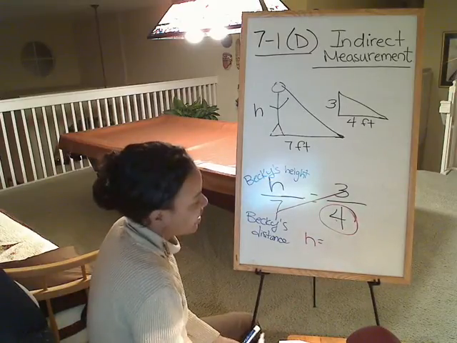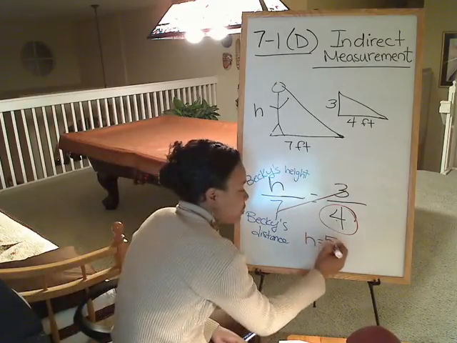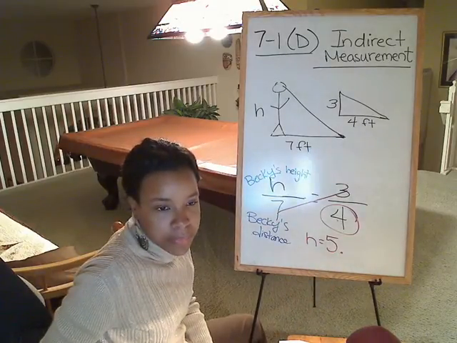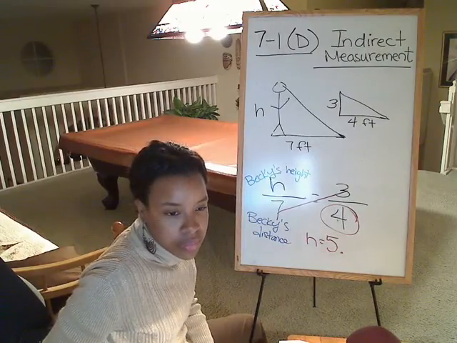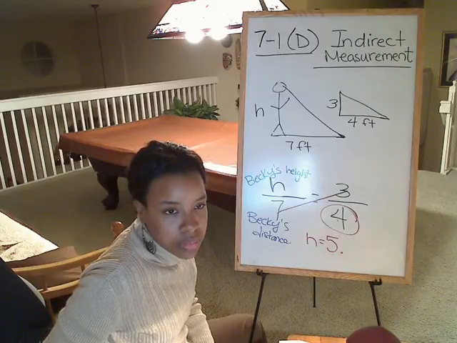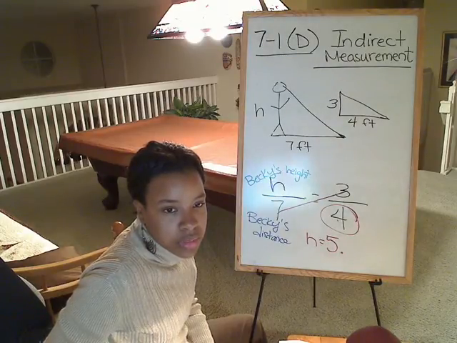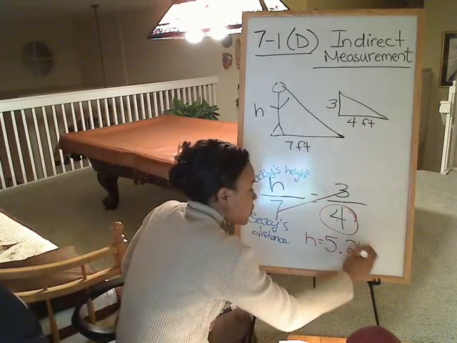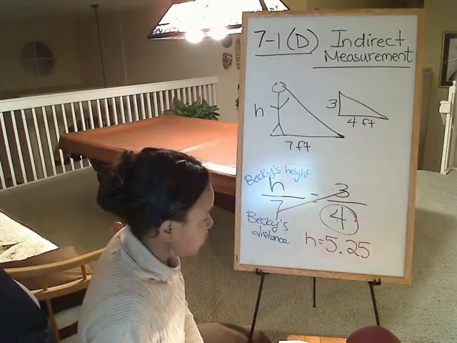I don't have my calculator. 21 divided by 4, I believe, is 5 point... Let's see here. Give me 1 second. Oh, can't find my calculator. There it is. 21 divided by 4 equals 5.25. Okay? So 5.25 is your final answer.